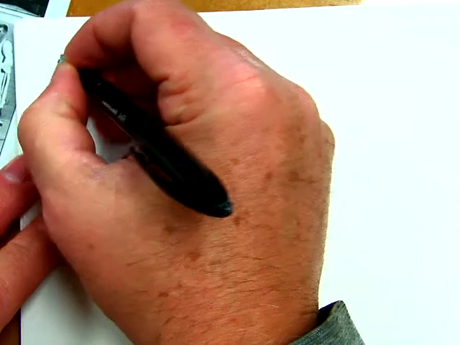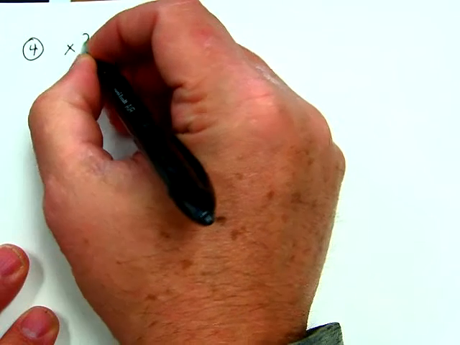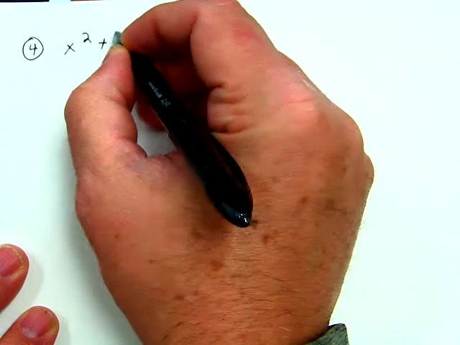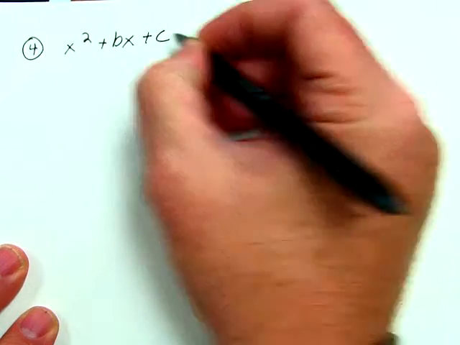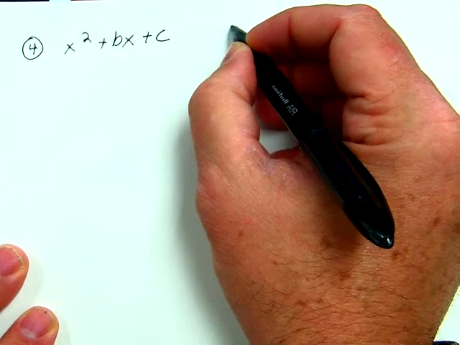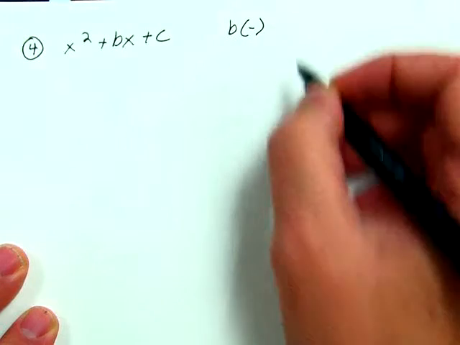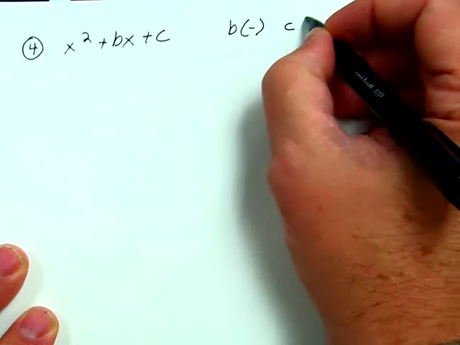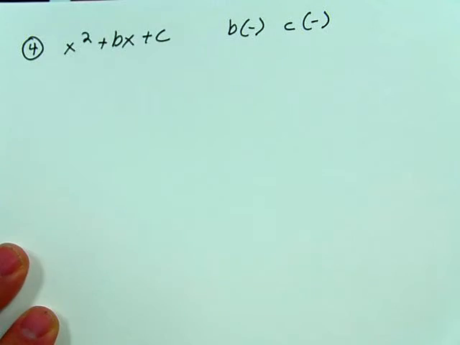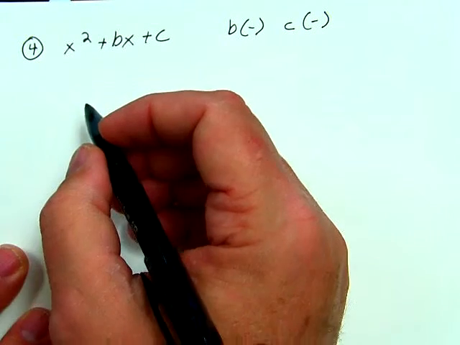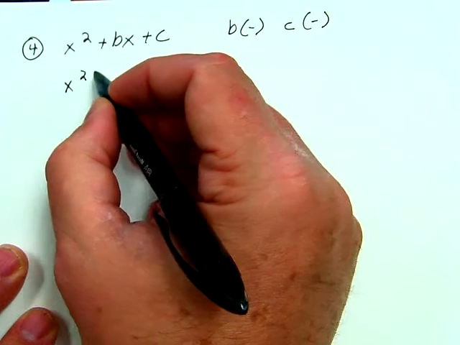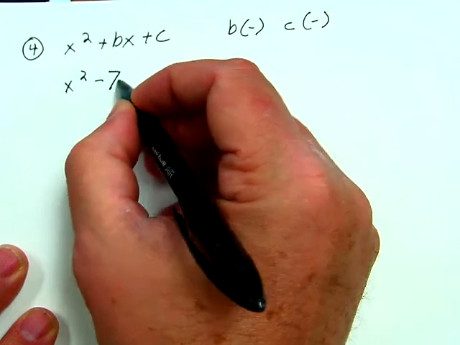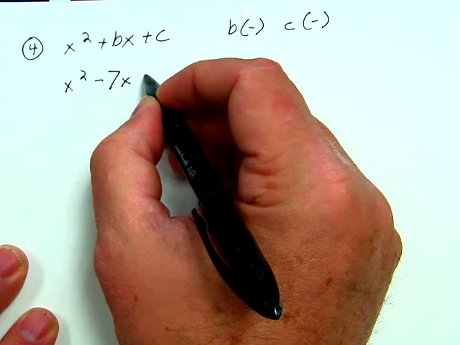All right, let's look at example 4. In example 4, once again, our format of our equation is x squared plus bx plus c. And in this example, we're going to deal with a negative b and a negative c. All right, so here's my example: x squared minus 7x minus 18.